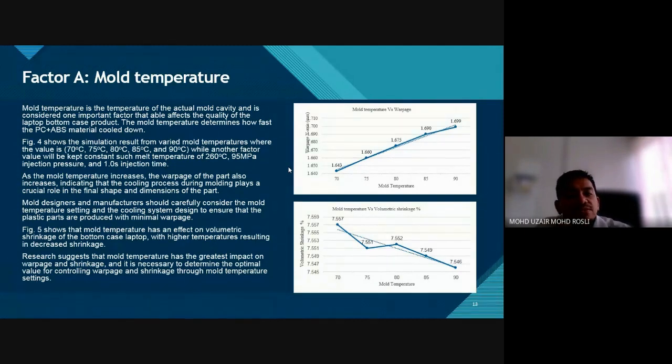The graph at the bottom shows that mold temperature has an effect on volumetric shrinkage, with higher temperature resulting in decreasing shrinkage. So this suggests that mold temperature has the greatest impact on warpage and shrinkage, but it is necessary to determine the optimal value for controlling warpage and shrinkage through mold temperature setting.